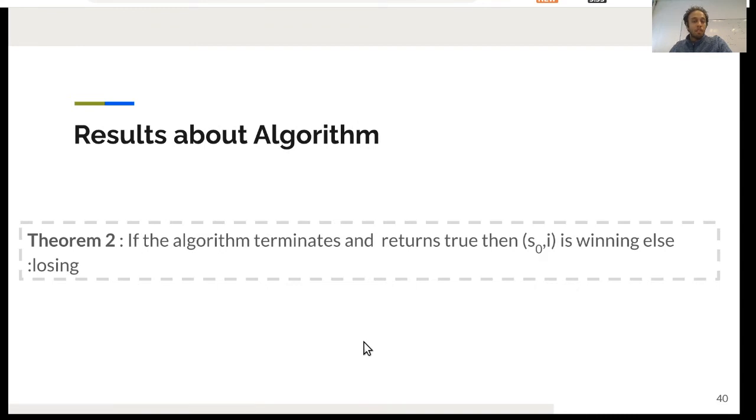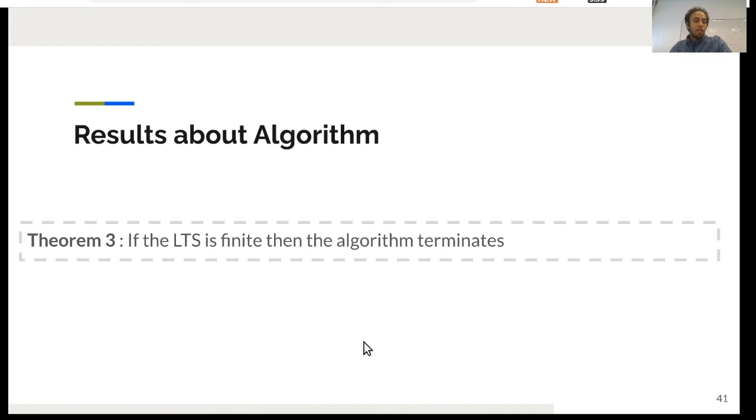Some other results about our algorithm are: if the algorithm terminates and returns true, the initial configuration is winning, else it is losing. And the other result is that if the underlying transition system is finite, then the algorithm does terminate. So this theorem, along with the previous theorem, means that on finite LTS, the algorithm always gives a correct answer.